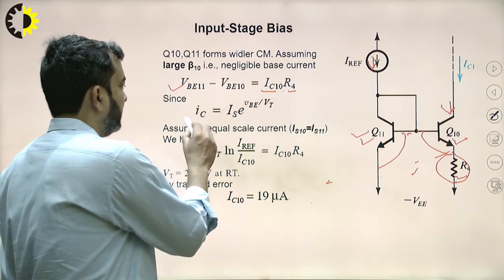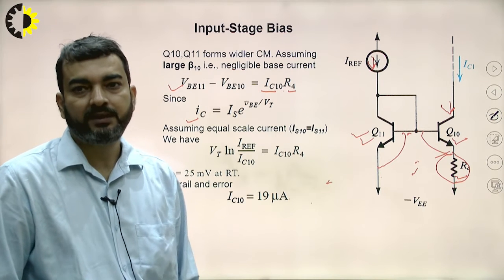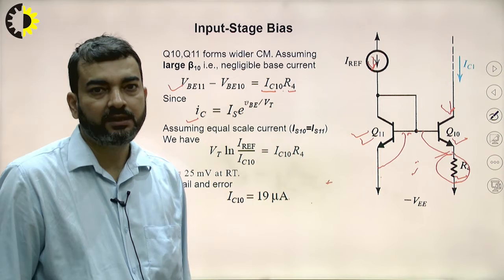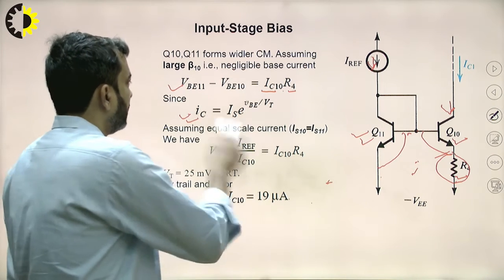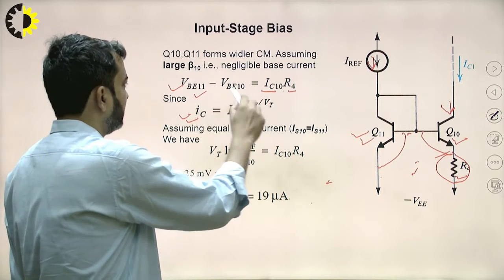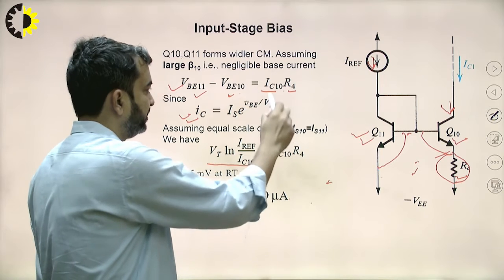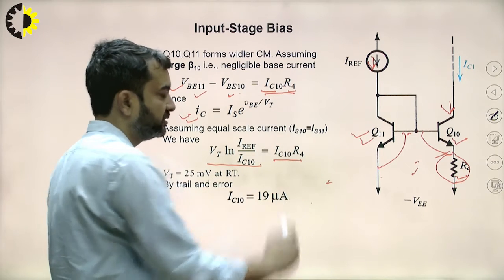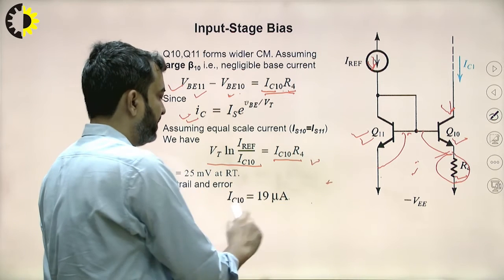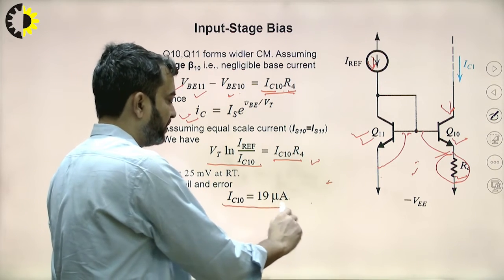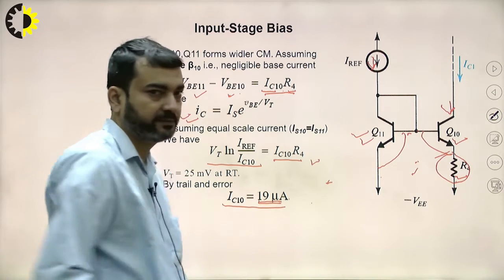So now we know the relation IC is equal to IS, the scale current, multiplied by exponential VBE by VT. So by using this equation, we can write VBE of transistor Q10 in this format, and this is equal to the drop across the resistance R4. Solving this equation, we will get the collector current of transistor Q10 as 19 microampere.